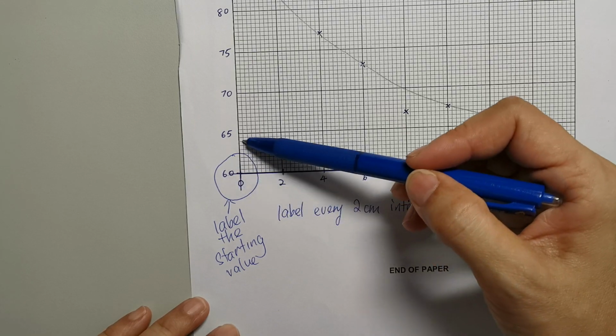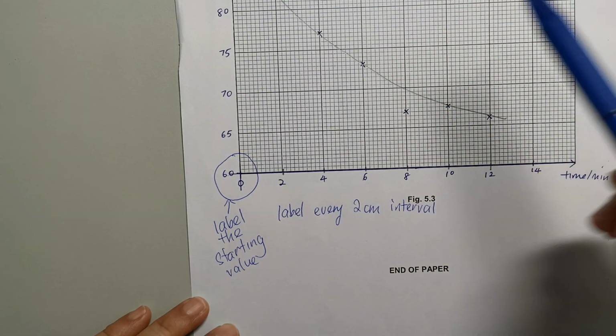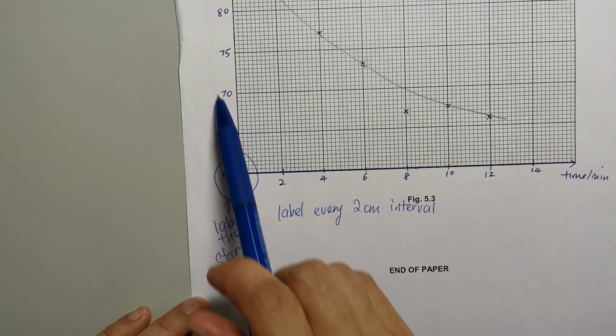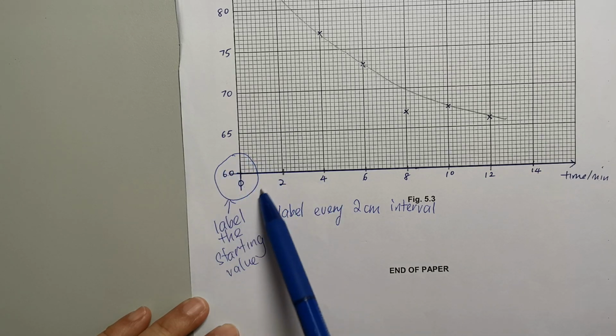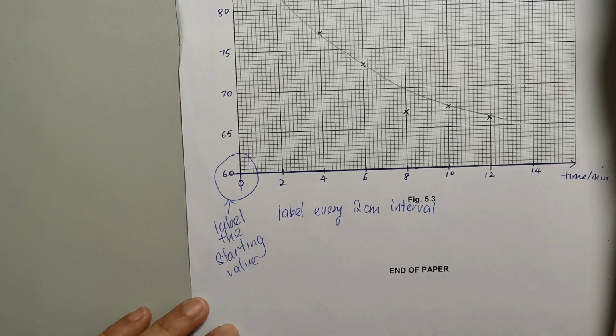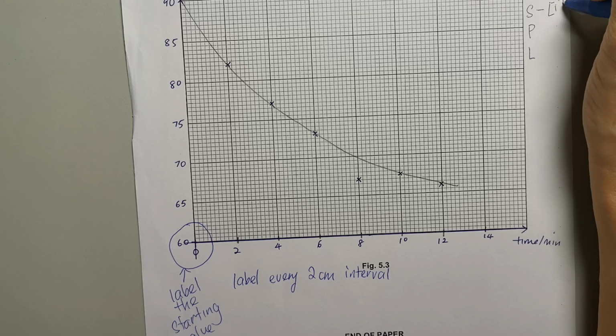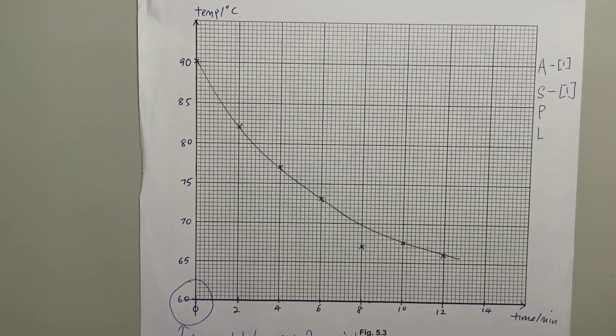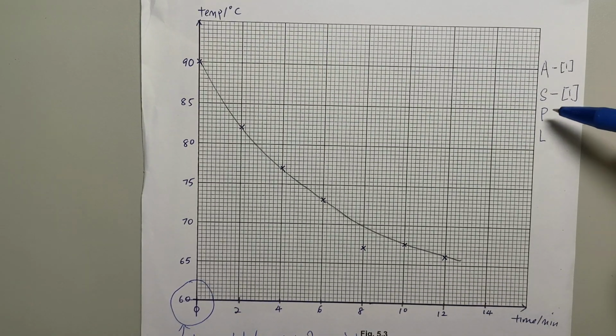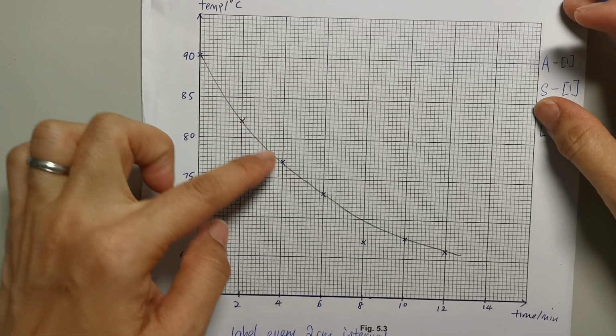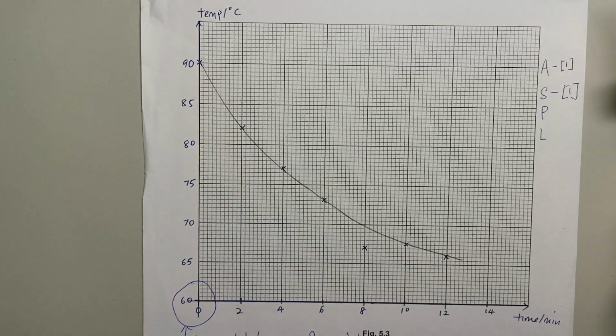So 60, 65, 70, and so on. So if I've given an interval of 5 cm on this side, 2 cm on this side, and you remember to label the starting point, then for your scale, you will get 1 mark. Plotting, of course, we will check that you have plotted them correctly.